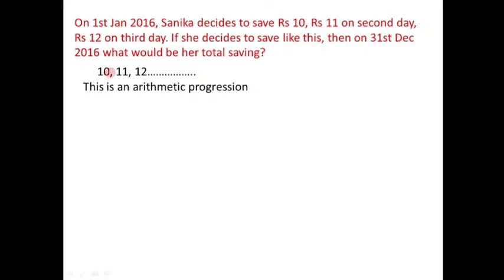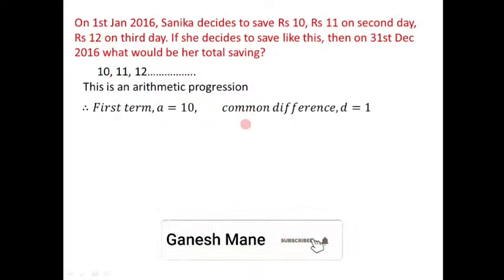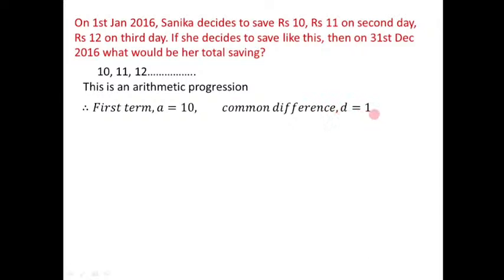Now here as we can see, 10 is the first number. So we can take this as the first term, that's a. So the first term, which is denoted by a letter a, is equal to 10. And the common difference, that is the difference between any two consecutive numbers, is 1. That's why the common difference, which is denoted by a letter d, is 1 here.